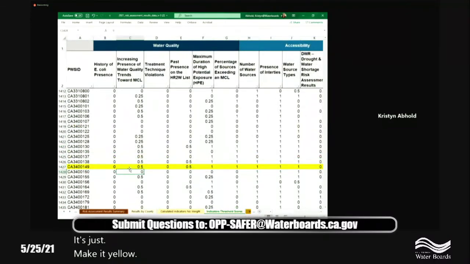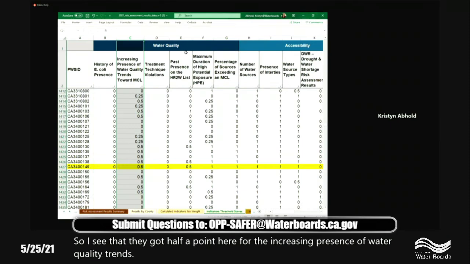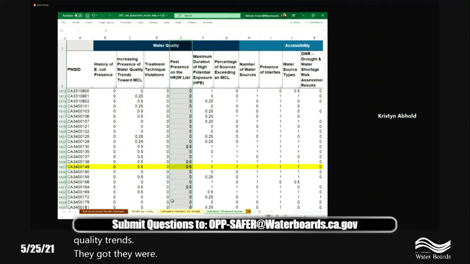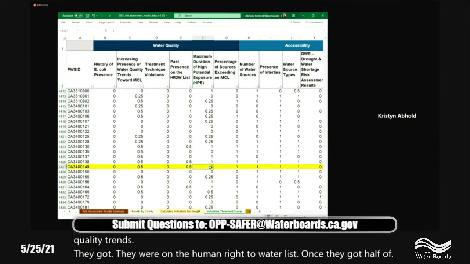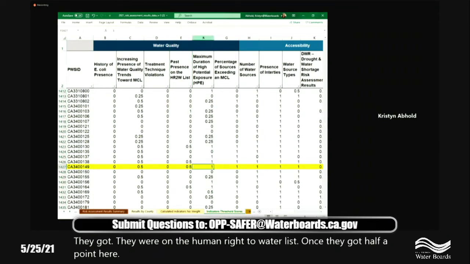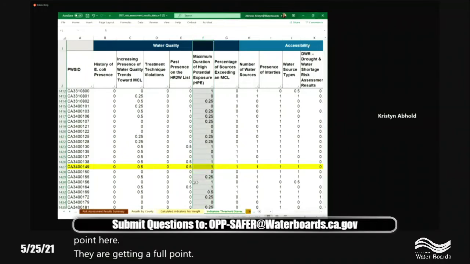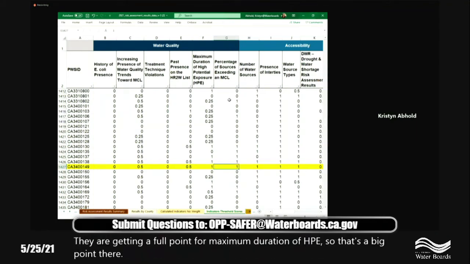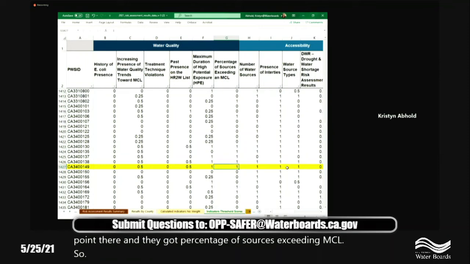Okay, so I see that they got half a point here for the increasing presence of water quality trends. They were on the human right to water list once, so they got half a point here. They are getting a full point for maximum duration of HPE. So that's a big point there. And they got percentage of sources exceeding an MCL. So lots of points in water quality.